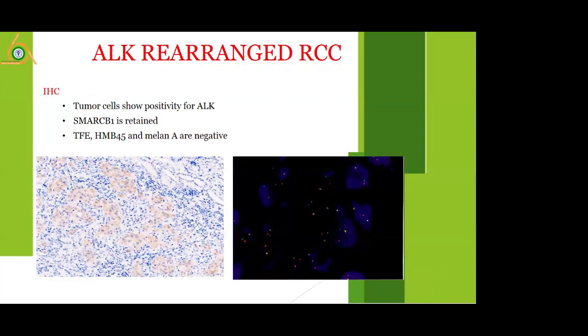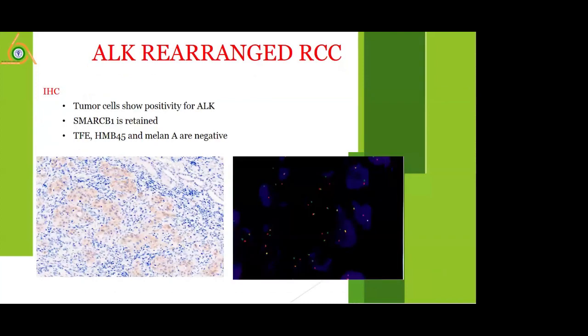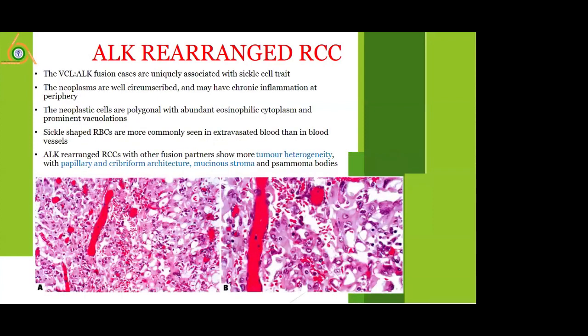Next. No, the previous slide. Yeah, this one. So how do we pick up on morphology? So they're well circumscribed. They may have inflammation. Cells are usually polygonal with abundant eosinophilic cytoplasm, sickle cells. And as I told you, just like FH deficient, they show tumor heterogeneity, papillary and cribriform architecture.